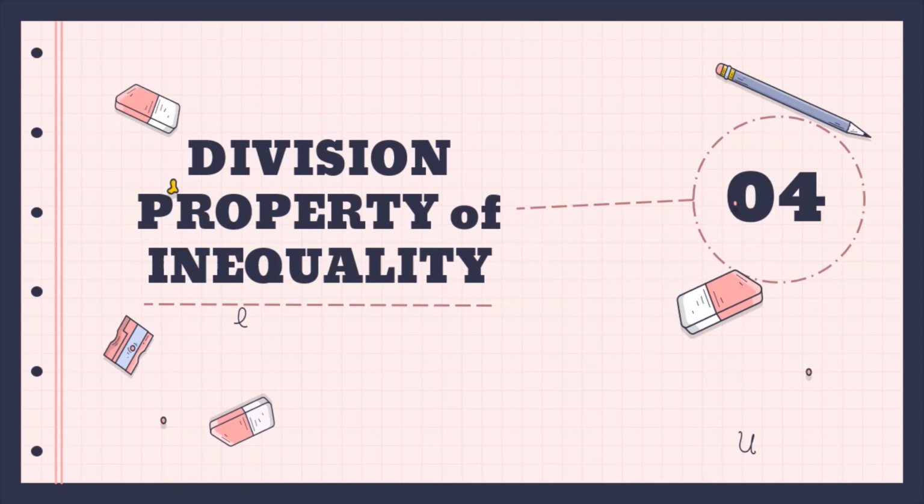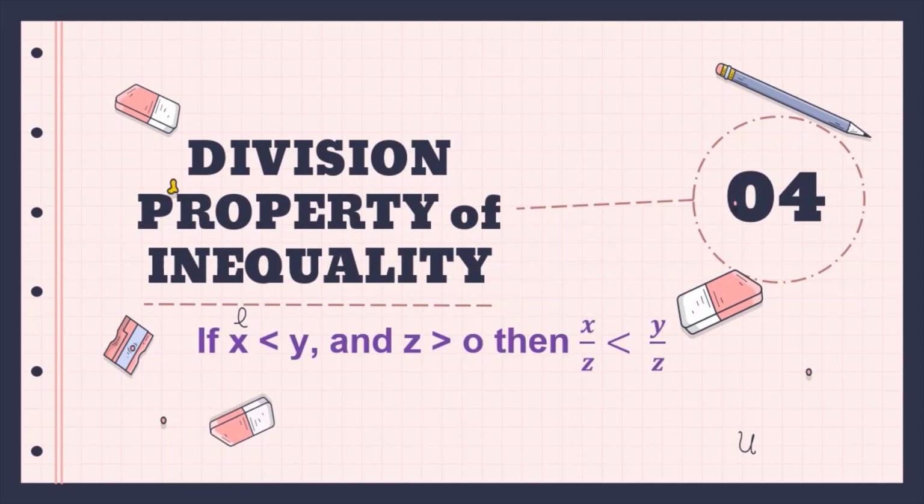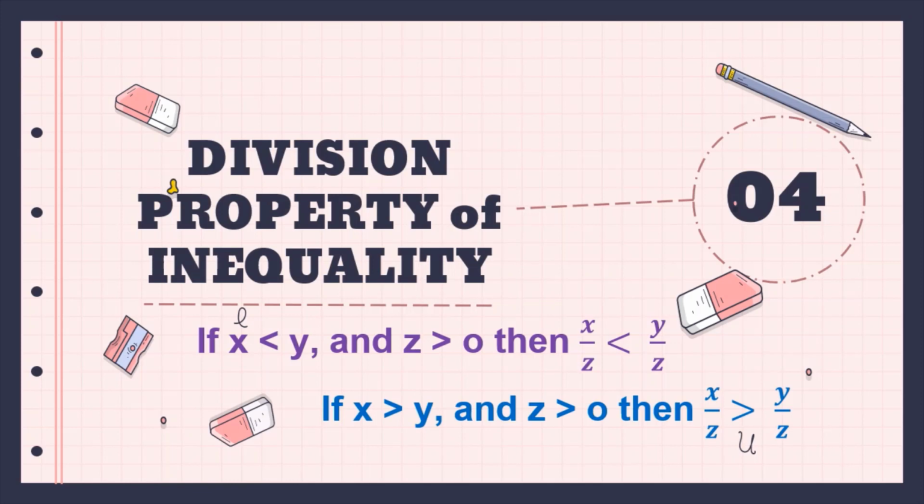Next one is division property of inequality. So, if x is less than y and z is greater than 0, then x divided by z, kasi pag fraction, automatic that is division. So, x divided by z is less than y divided by z. Ganun din, kapag ang x is greater than y, then z is greater than 0, then x divided by z is greater than y divided by z. Kailangan dito pa lang, true na, para pagdating dito, true pa rin.